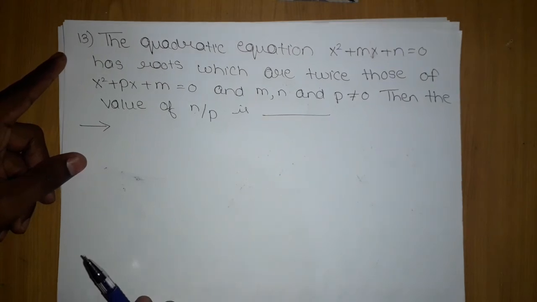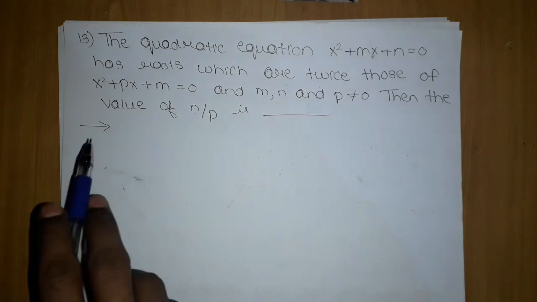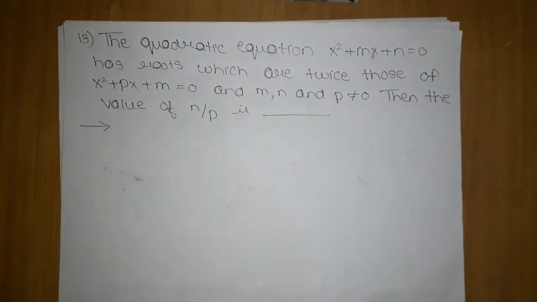Now let's move on to the next question, which is this question. The question is as follows: the quadratic equation x square plus mx plus n equal to 0 has roots which are twice those of x square plus px plus m equals 0, and m, n and p are not equal to 0. Then the value of n by p.